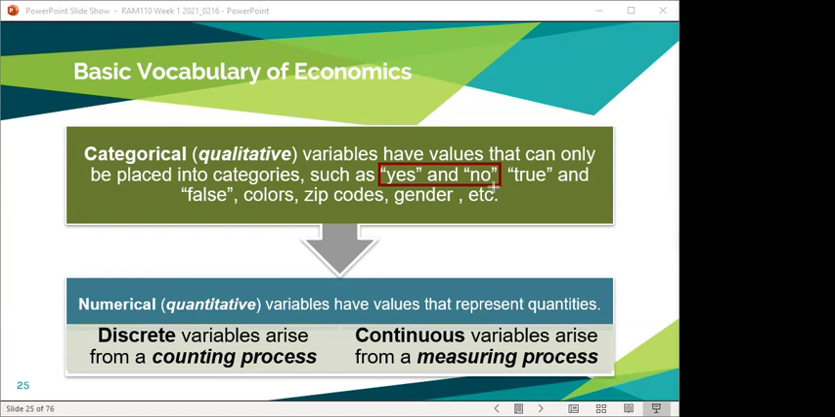Did you vote in the last presidential election? Yes or no? Things like that.